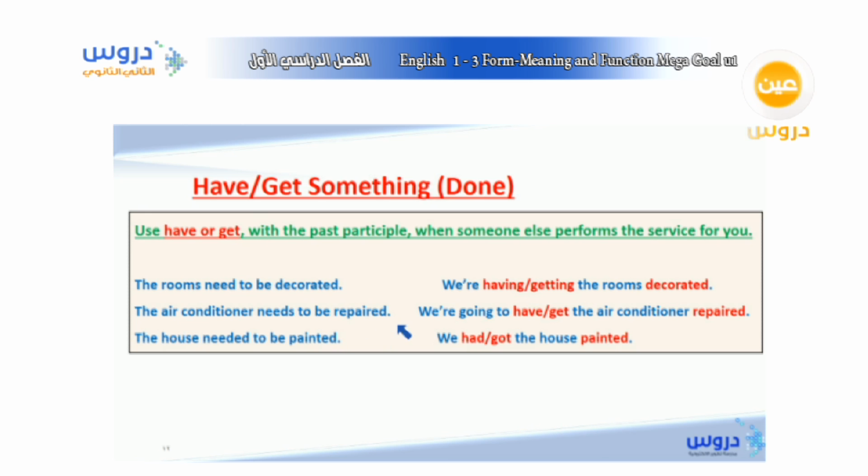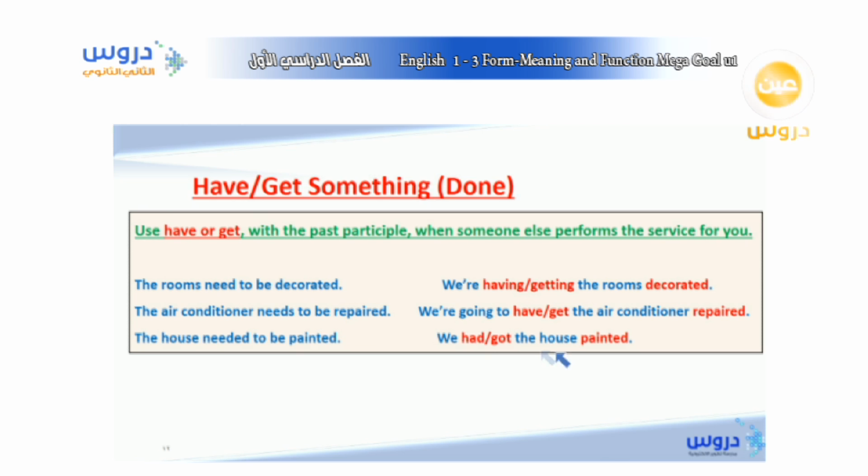Again, another example. The air conditioner needs to be repaired. Who will repair it? We don't know. It's not important here to say who repaired it. We say we are going to have or get the air conditioner repaired. So it will be repaired. Who repaired it? Not important, not necessary.